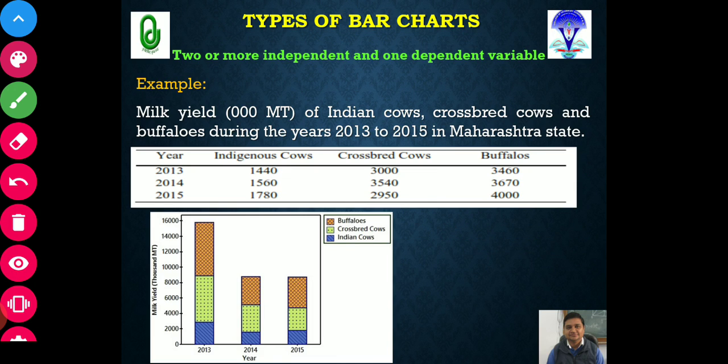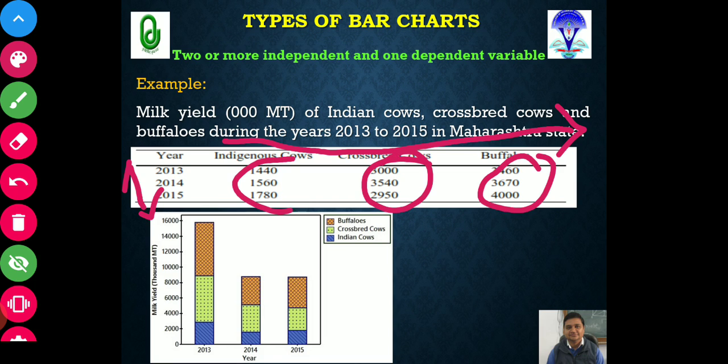See, this is the example of a component bar diagram. So just consider one example. This is the example of milk yield of Indian cows, crossbred cows and buffaloes during the year 2013 to 15 in Maharashtra state. So this is the year, and these are different categories of cow, year and cow, and this is the dependent variable, that is milk yield.